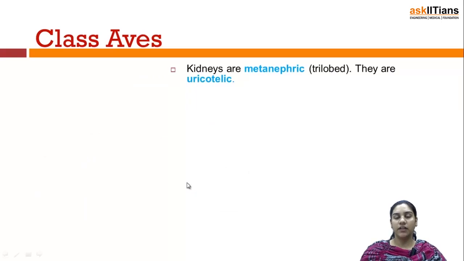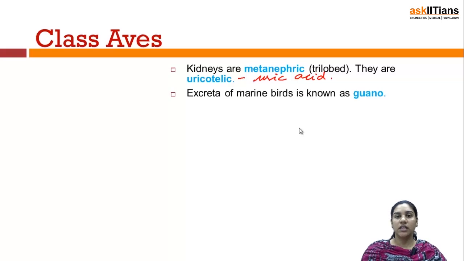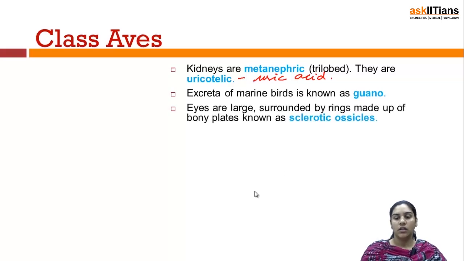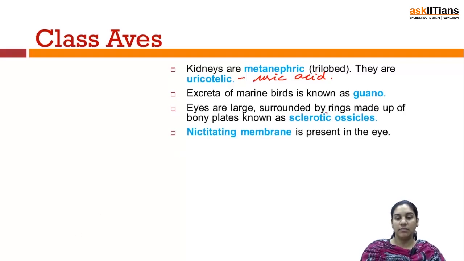The kidneys are metanephric and trilobed, and the birds are uricotelic, which means the excretory matter in the birds is uric acid. The excreta of the marine bird is known as the guano. The eyes are large and they are surrounded by rings made up of bony plates, also known as the sclerotic ossicles. There is a nictitating membrane present in the eye. This nictitating membrane is known as the third eyelid, and it helps in protection of the eyes of the birds by moistening them.